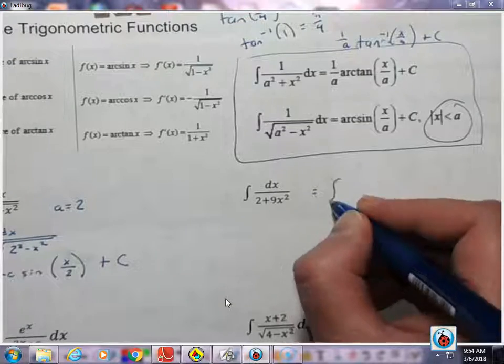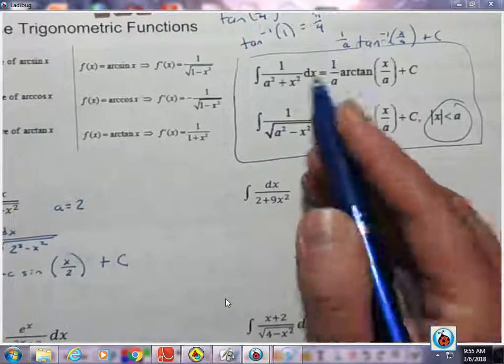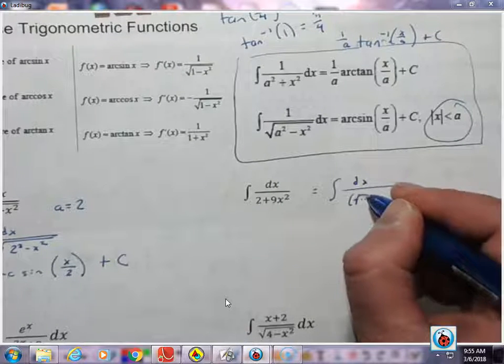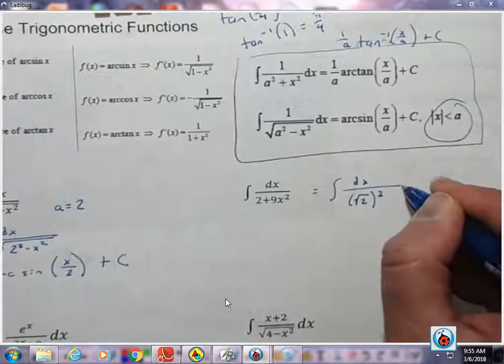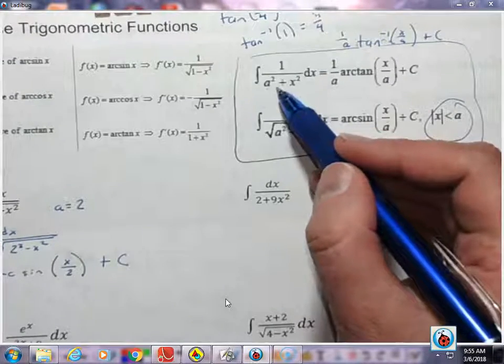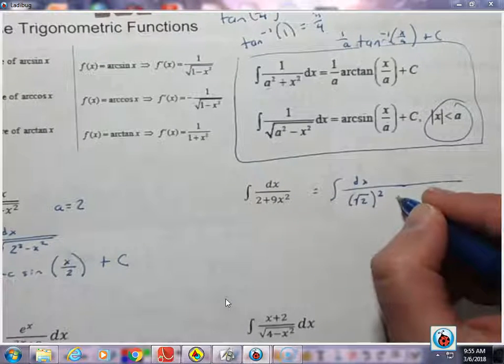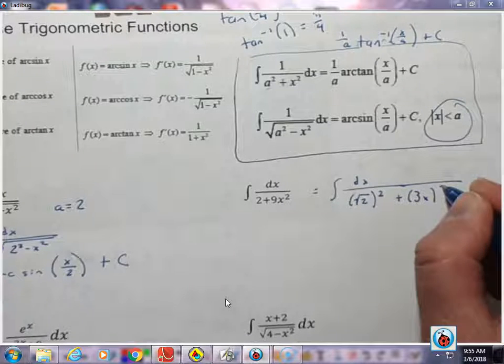Okay. So the question was, what do I do with the 9? First of all, let me deal with the a first. What do you think about the a? Yeah, you just have to say it was the square root of 2 squared, because we want it to be something squared. And then we want this to be something squared. So is 9x squared something? Yeah, it's like 3x quantity squared.